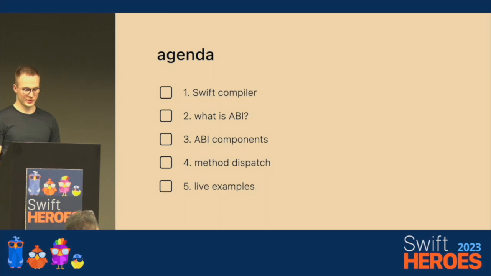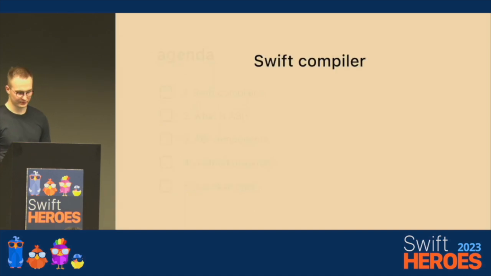We will reach that point by going through the Swift compiler pipeline. We will learn what ABI is and its components. We will see how it affects Swift method dispatch. And finally, we will see some live examples.